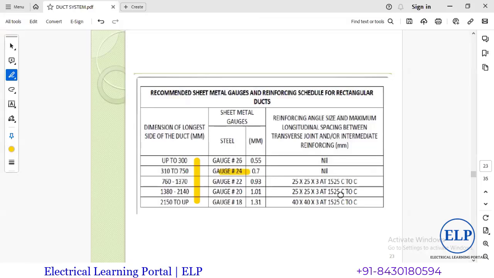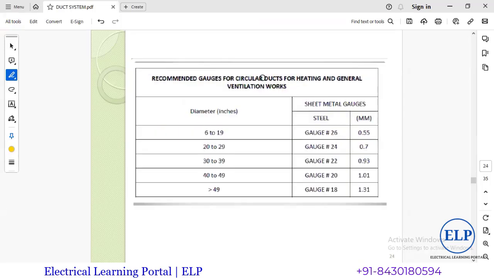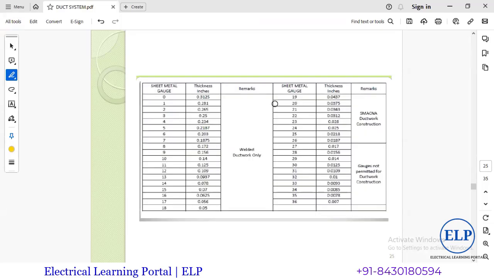Everything is covered here. Similarly, they have given a table for the circular duct for ventilation work. Suppose you are doing any ventilation or heating system and you are using the circular duct, you have to follow this table. This is the sheet metal gauge and this is the thickness in inches. Depending upon the gauge, we have to follow the thickness given here.